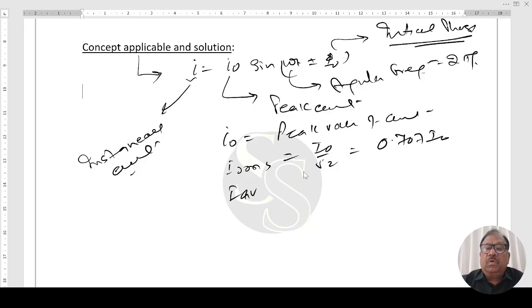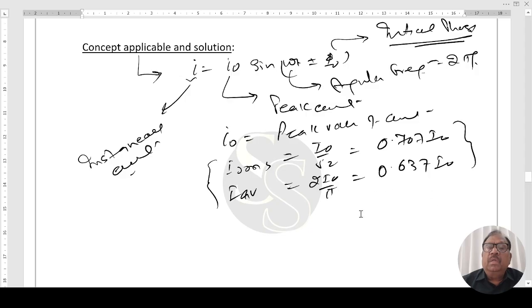I average or mean, that is 2 I naught over pi, that is 0.637 I naught, that is 63.7% of the peak current. Means I RMS is greater than I average. And form factor is already discussed. I RMS over I average comes out to 1.11, that is known as the form factor.